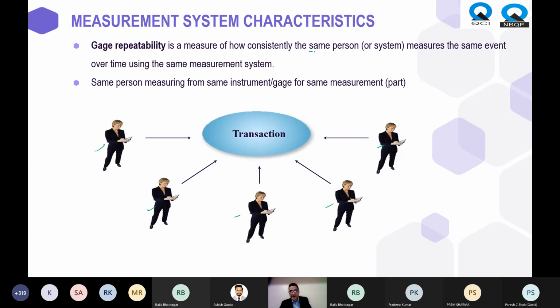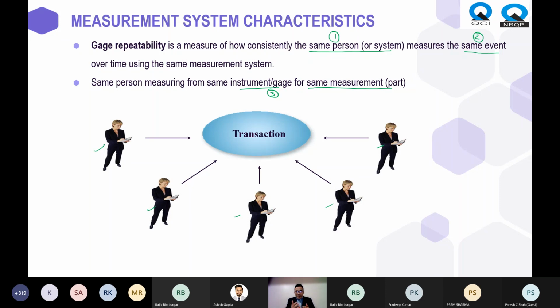So the first takeaway is same person, and second is same event. Same event means if you are capturing the reading of this pen, the length of the pen, the event will remain the same. You can't change from this pen to this cylinder. So that's an event. The same set of operators and the same set of events, meaning the same set of parts. And third is my gauge. If you are interested in taking the length of the pen, you can't initially do it with a vernier caliper and now with a scale or some other measuring instrument. So my measuring instrument will also remain the same.